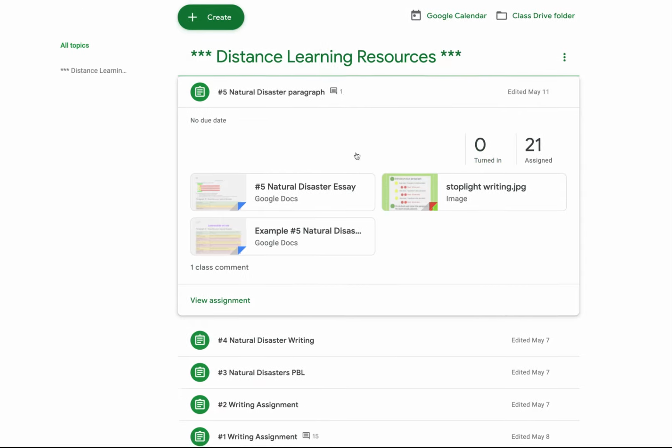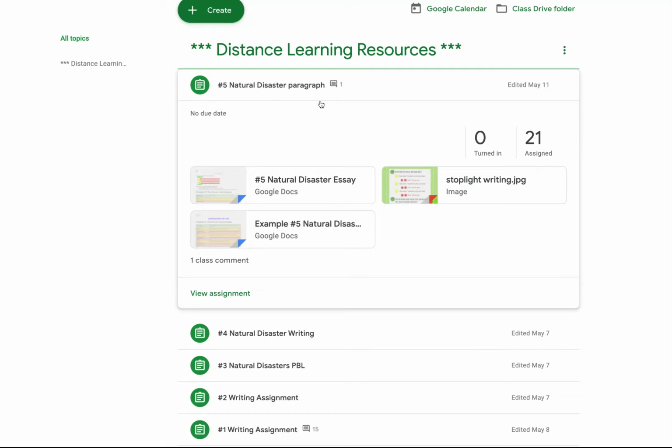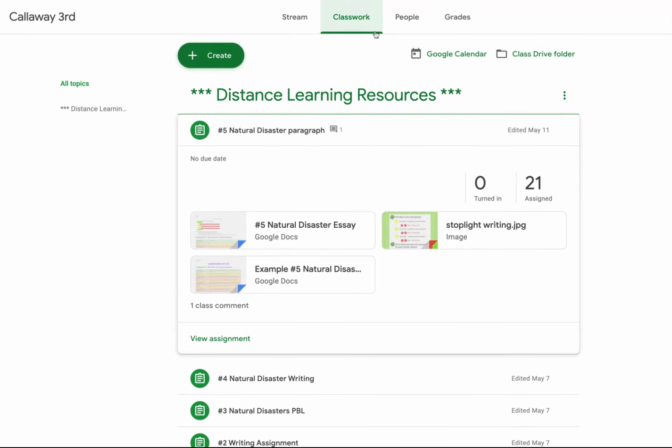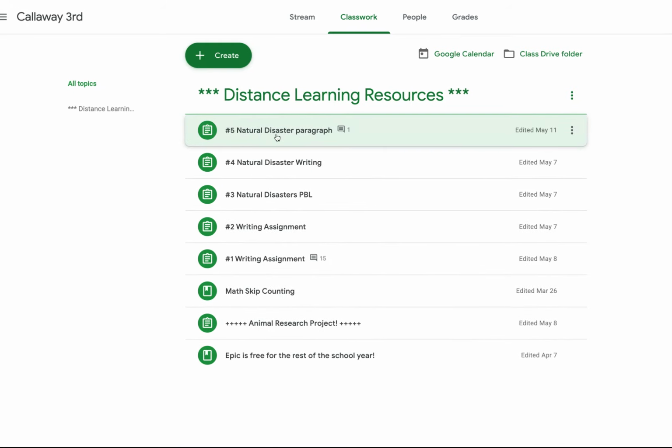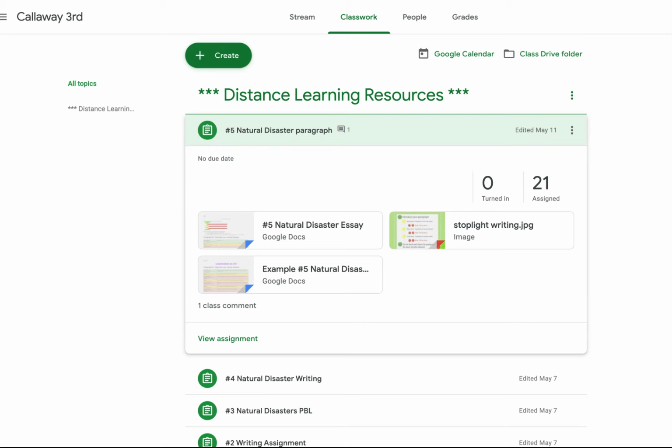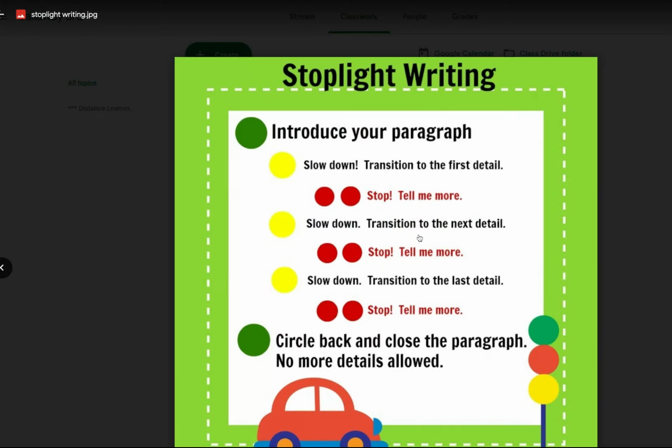And your assignment for this week is number 5, natural disaster paragraph. You're going to go to classwork and it's right here, number 5. Okay, so you're going to click on this button. And the first thing I'm going to have you look at is the stoplight writing picture.